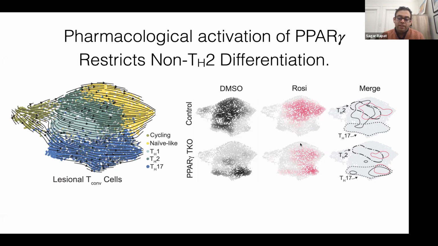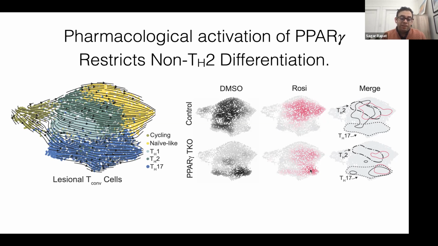But interestingly, this effect requires PPAR gamma in the T cells, because in the PPAR gamma knockouts, there's not a similar distribution in obese animals. Here, it seems like most of the cells are in this Th17 area. And when you give rosiglitazone, yes, there seems to be some movement towards this area, but there's still a preponderance of cells in this Th17 late area. To us, it suggests that if you activate PPAR gamma, you can restrict non-Th2 differentiation in an immune response, which we thought was exciting and interesting.